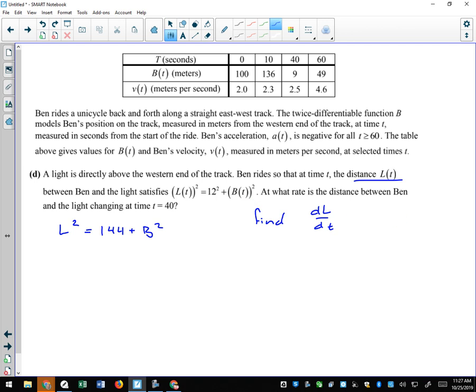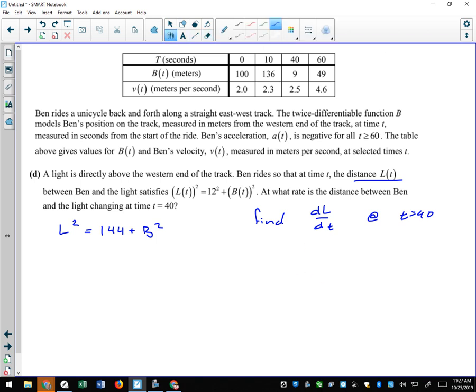when t is 40, at t equals 40. Okay, good. By the way, what equation is that? It's the Pythagorean Theorem. So what's happening is Ben's riding his little unicycle here, right? And there's a light up here, and they're measuring the distance between Ben and the light, and 144 is 12 squared, so that light is apparently 12 feet above the ground. So if you want to draw a picture, we can kind of draw the picture based on the equation, which is kind of backwards. We usually write the equation based on the picture.